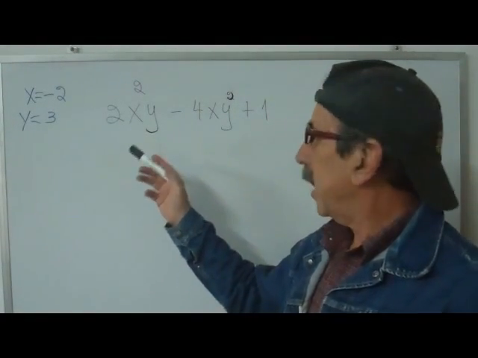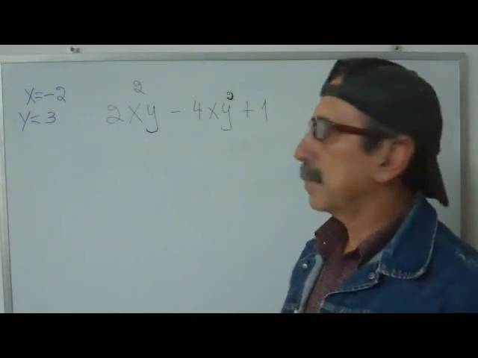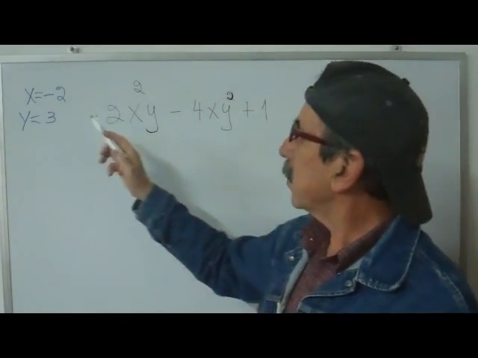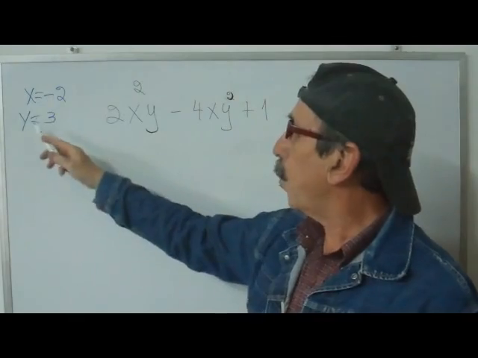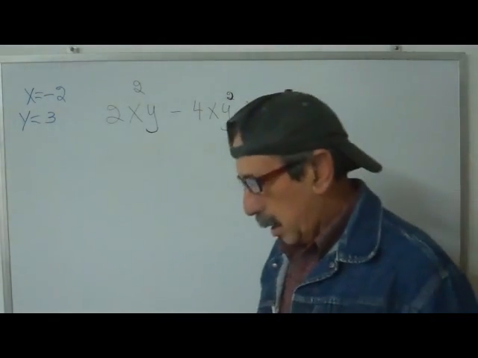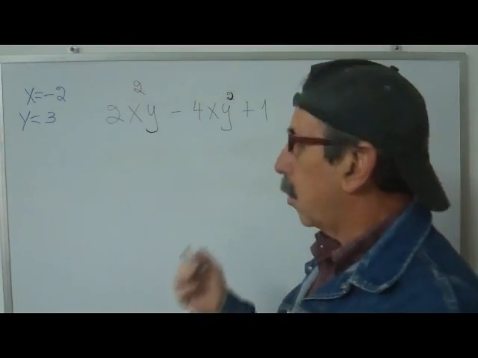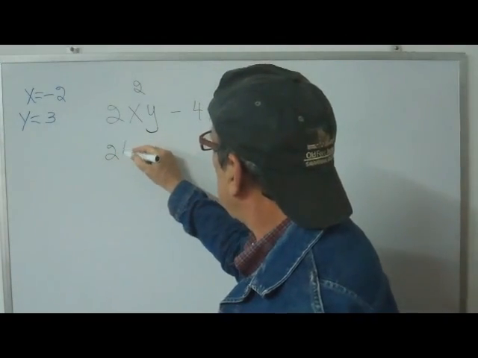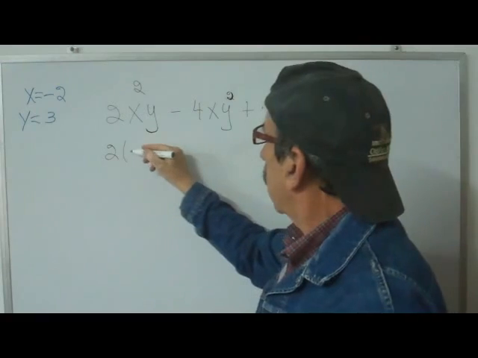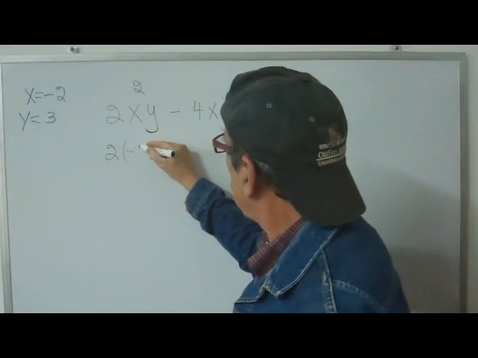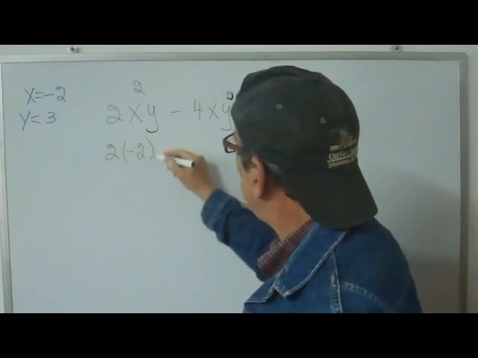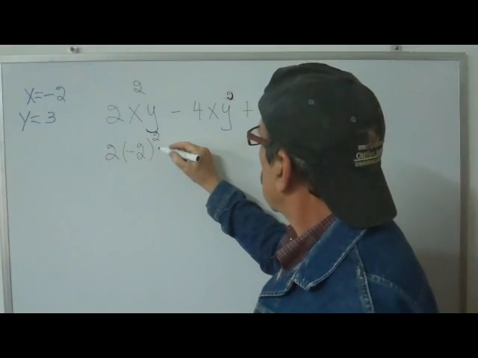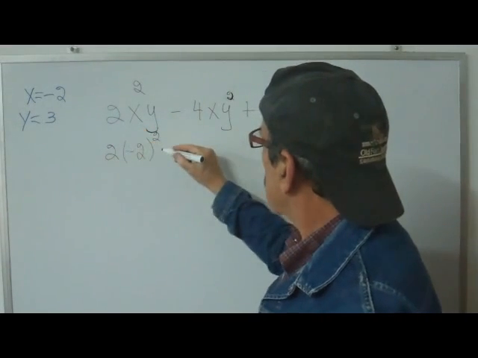I will talk about the evaluation of a polynomial. Here we have a polynomial. We have to evaluate it for the values x equal minus 2, y equal 3. So we proceed orderly, and when we multiply by a negative number, I really suggest that you use parentheses. This will help you a lot in not making mistakes.